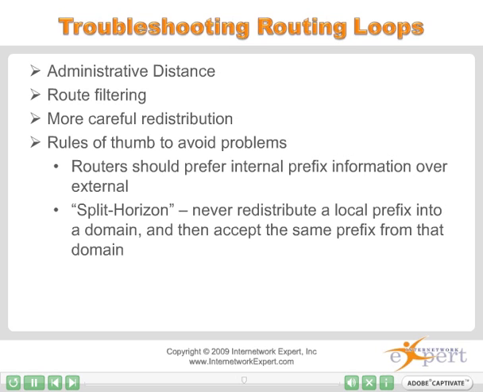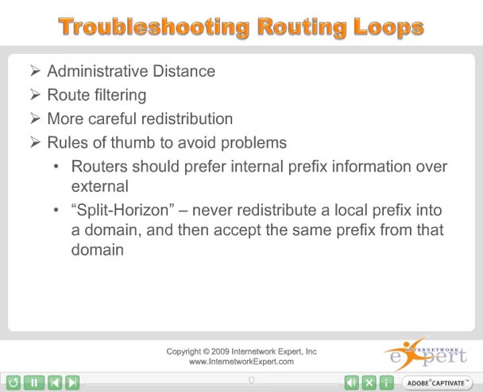Number one, you should remember that routers should always prefer their internal prefix information over external prefix information. That R4 router on the last slide was a great example. It should prefer the RIP information that it's local to, as opposed to believing OSPF for the RIP information.